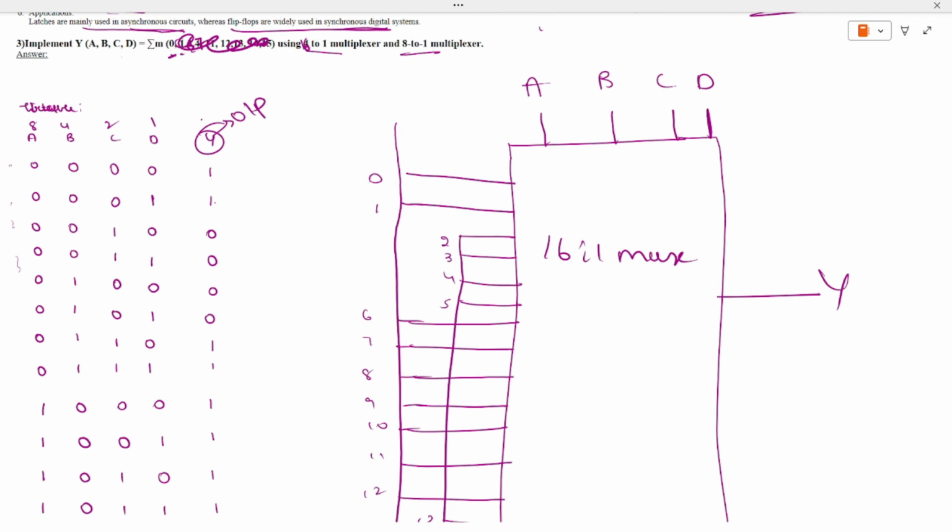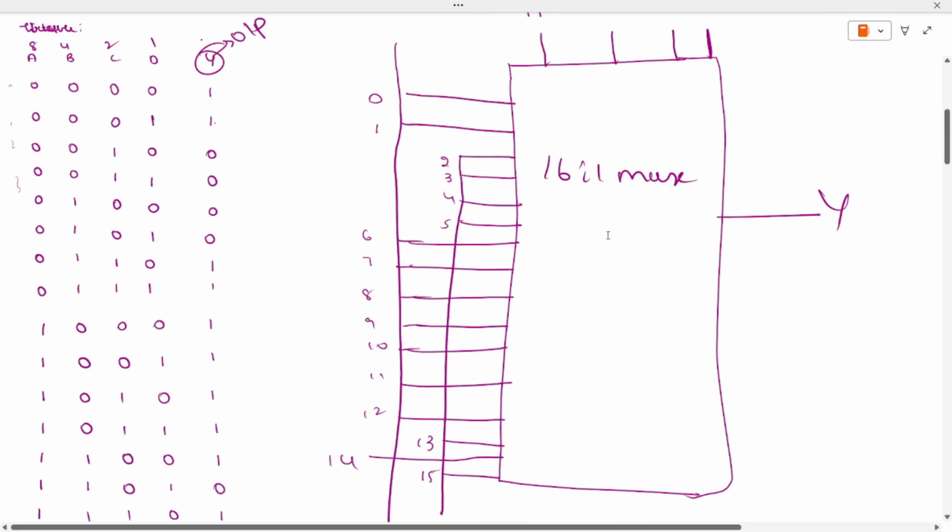Next you will be seeing, here you will be adding all the inputs, that is 0 to 15, right? How many inputs you will have? 0 to 15.